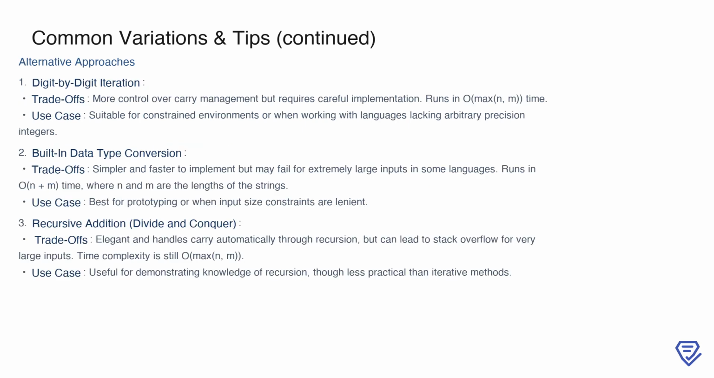When it comes to alternative approaches, there are several methods worth considering. One is digit-by-digit iteration, which provides more control over carry management and runs in O(max(N, M)) time. This method is particularly useful in constrained environments or when working with languages that lack support for arbitrary precision integers.